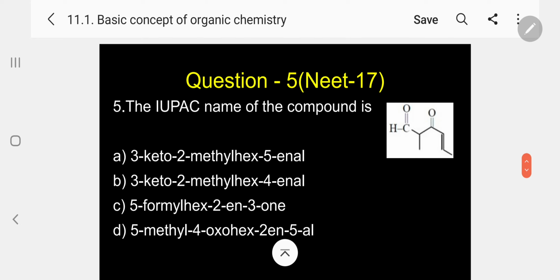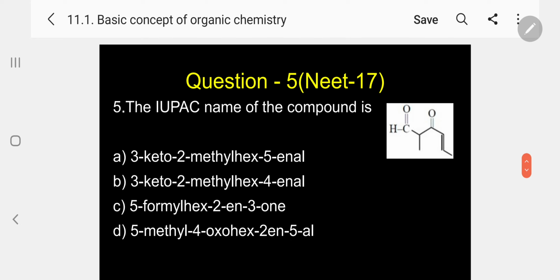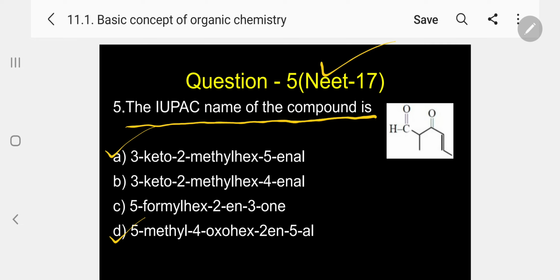Next I will go to question number 5. Please follow. This was asked in NEET 2017. The IUPAC name of the compound is: they have given the structural formula in this form. There are 4 options given. A, 3-keto 2-methyl X5-enol. B, 3-keto 2-methyl X4-enol. C, 5-formyl X2-en 3-one. And D, 5-methyl 4-oxo X2-en 5-yl.